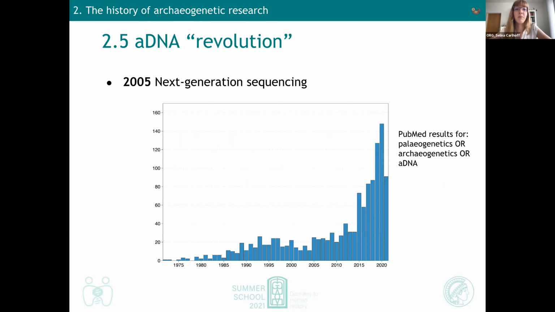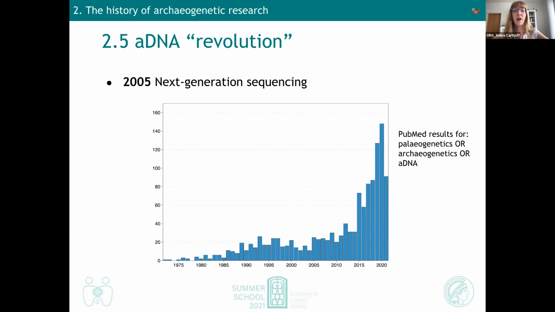So another technological step then was in 2005, when next generation sequencing made genomic sequences really widely available. It was much faster than older sequencing techniques and also cheaper to produce many, many sequences. So you can see here in this graph I compiled from the PubMed database that after 2005, and particularly after 2015, the number of publications in the fields of paleogenetics or archaeogenetics, dealing with ancient DNA, has really just doubled in a very short period of time.